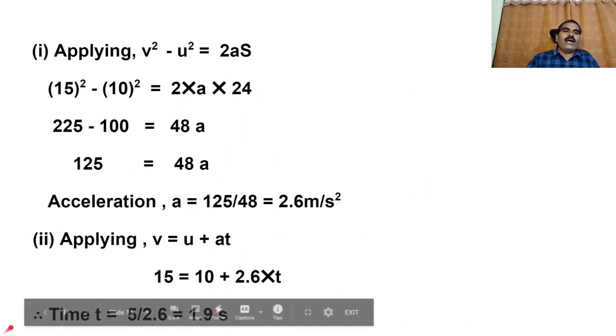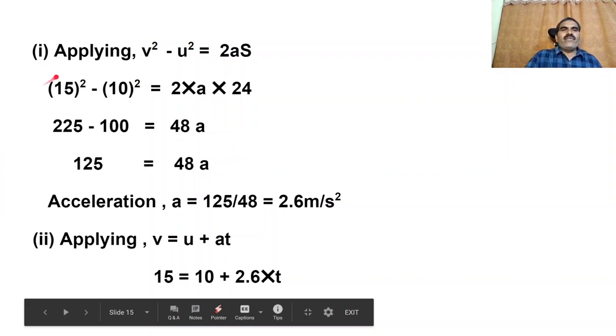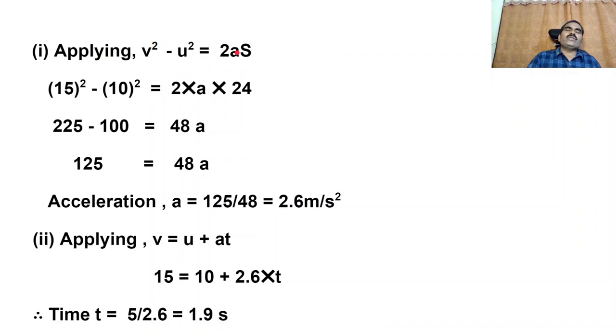In order to find the acceleration, we have to apply this equation, V square minus U square is equal to 2AS, which we just derived. We know V is 15 meters per second and U is 10 meters per second. So 15 square minus 10 square is equal to 2 into A, the acceleration we don't know, into S, which is 24 meters. By simplifying this, 225 minus 100 is equal to 48 A. 225 minus 100 means 125, that is equal to 48 A. Therefore, acceleration is equal to 125 by 48, which is approximately 2.6 meters per second square.